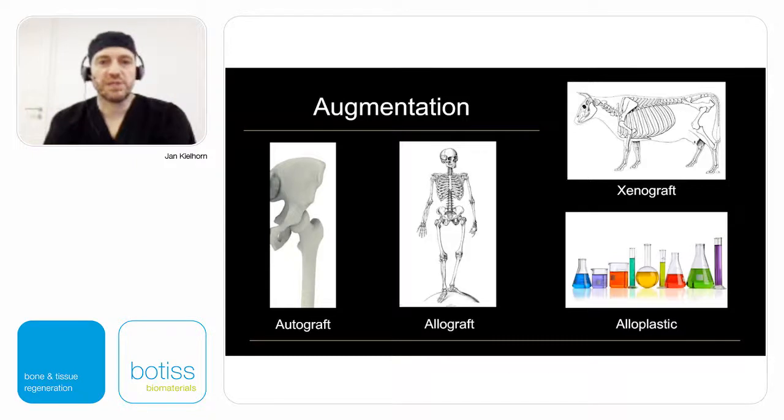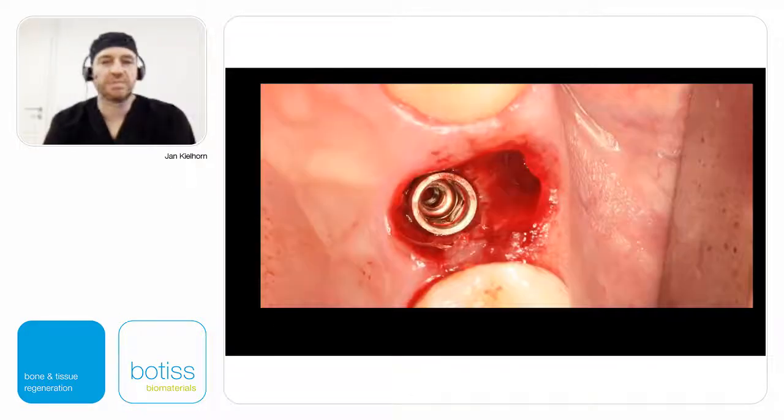When we look at augmentation materials, we will see that there are different materials on the market. All of these materials have been used quite frequently and with a lot of success, and all of them have their special indications. They have cases where you can use them with a benefit, and of course in some cases they will have a disadvantage. So we're overlooking autografts, allografts, xenografts, and alloplastic material. So we're actually going from the human being over animal or plant derived materials to synthetic materials.